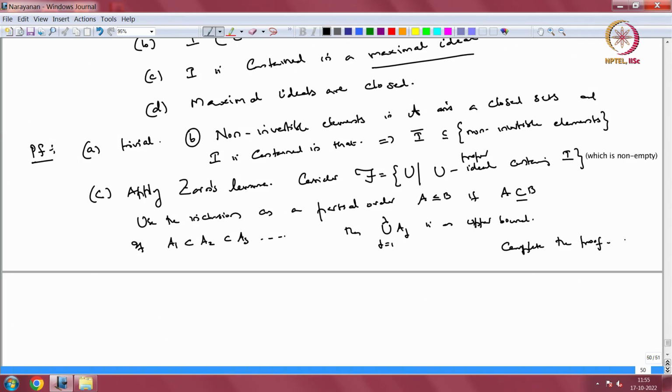So, any proper ideal is contained in a maximal ideal, okay. So, D is clear because maximal ideals are closed. If it is not closed, you can take the closure, and remember these are proper ideals. So, closure is also a proper ideal, but then it is supposed to be the maximal ideal. So, it should be equal to that ideal, right. So, maximal ideals are closed, okay.